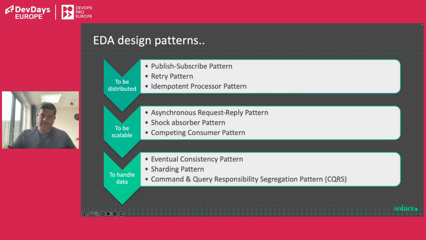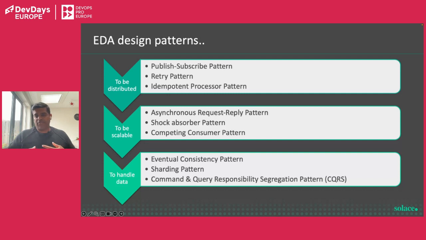How do you do scaling? You have the asynchronous request reply pattern, where the requester is not blocking itself because it's still awaiting a response. You have the shock absorber pattern. This is a pattern which helps the consumer to cope with overwhelming traffic loads by using an intermediary queue. You have what is also a competing consumer pattern. This is a design pattern that helps multiple consumers to receive messages from the same queue. It helps to improve system scalability and availability.